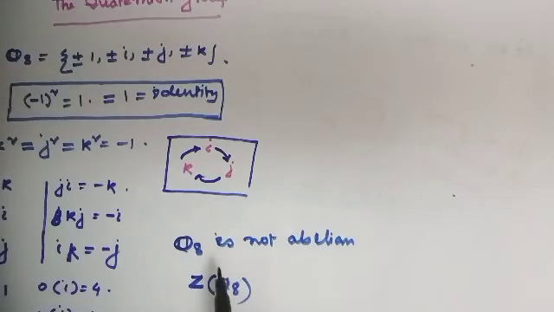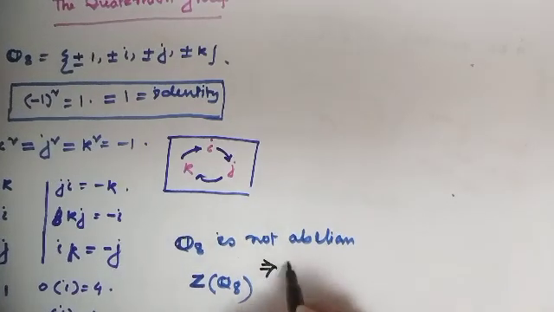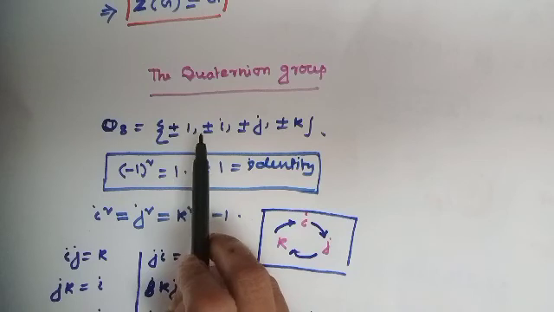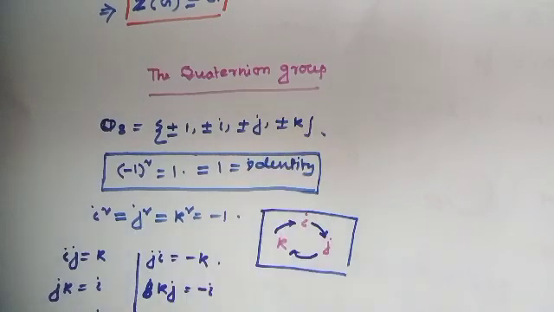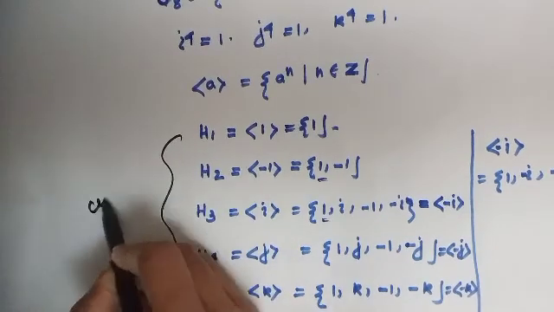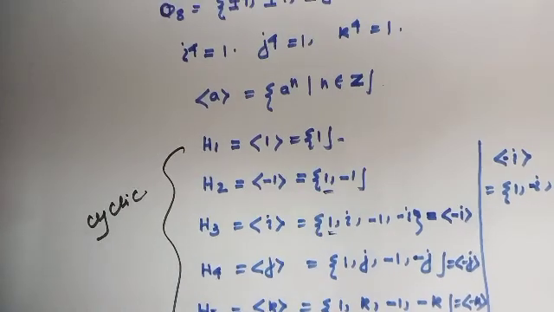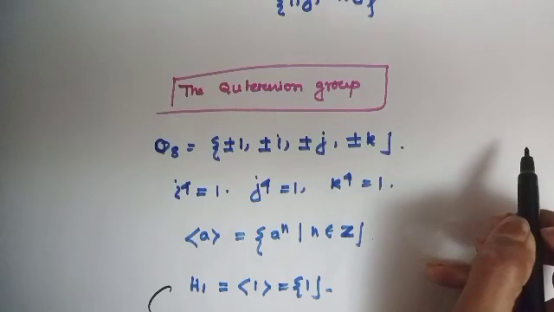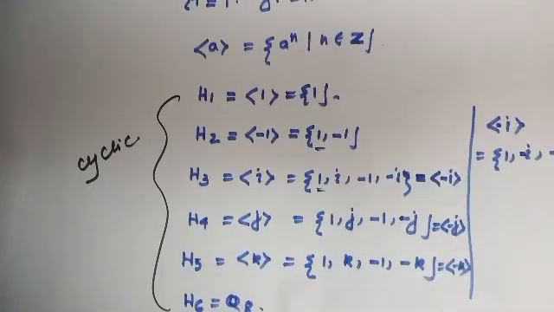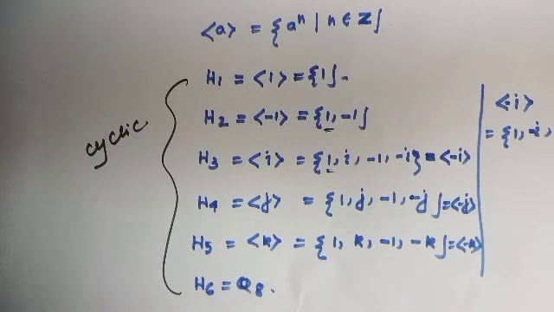Okay? And since Q8 is non-abelian, that implies Q8 is non-cyclic. Okay? That means this is an example of an order 8 group which is non-cyclic. Now the interesting thing about Q8, all proper subgroups of Q8 are cyclic, but the group itself, meaning Q8, is not a cyclic group. And this is an example of a group which is non-cyclic, but every proper subgroup is cyclic. And this is a very important example for any competitive exam. Okay? Well.